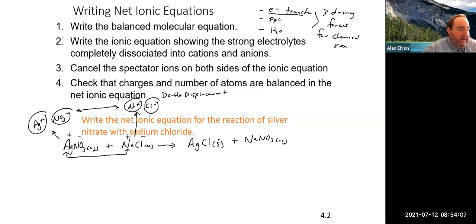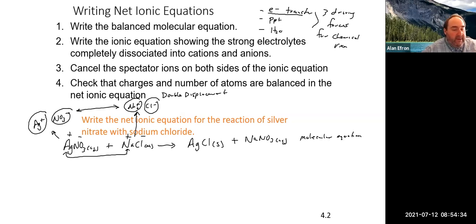And we're going to talk about how you know which one's the solid and which one is not later in this chapter. This would give us our molecular equation. We would want to make sure that it is balanced. So we've got one silver on both sides, one nitrate on both sides, one sodium on both sides, and one chloride on both sides. So this would represent our balanced molecular equation.